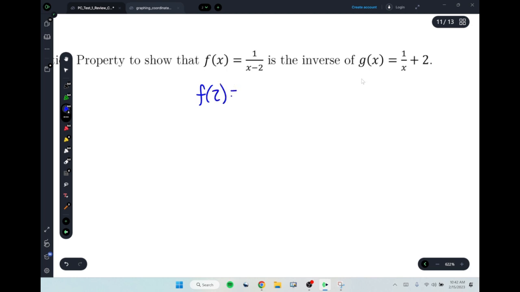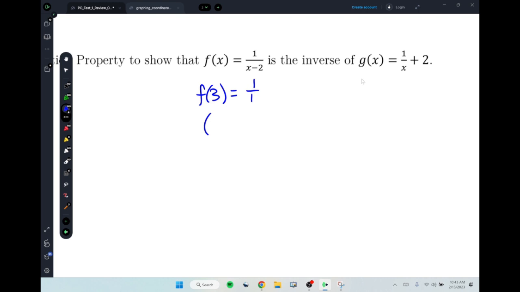Pick any number. 2. F of 2. What's f of 2? F of 2 is 1 divided by 0. Oh, crap. You picked the only bad number. I lied. Okay, try a different number. 3. It gives you 1 over 1. So what point is that? 3, 1. This is 3, 1. It is so important to look at this and know what that is.